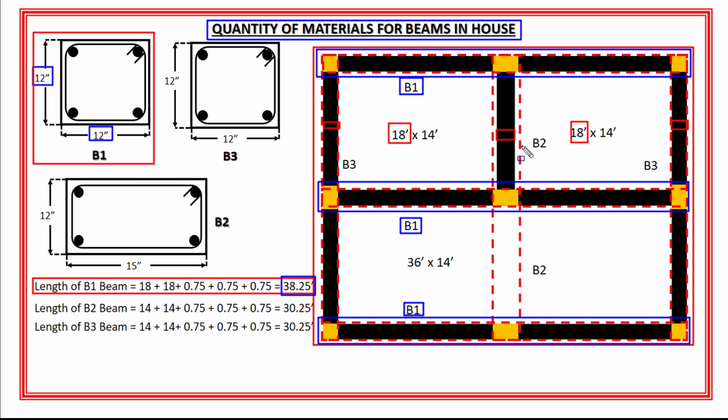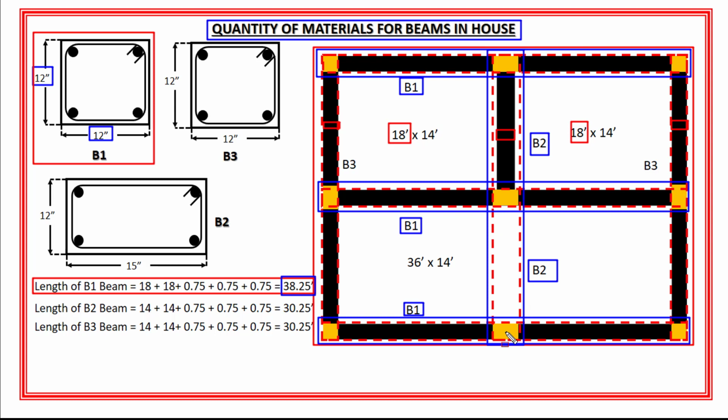Next is the second type of beam, which is provided along this wall, right? Now let's name this beam B2. If you look here, the B2 beam starts from this point and goes all the way to this column, right? Now you must be thinking, why is the B2 beam extended to this column?